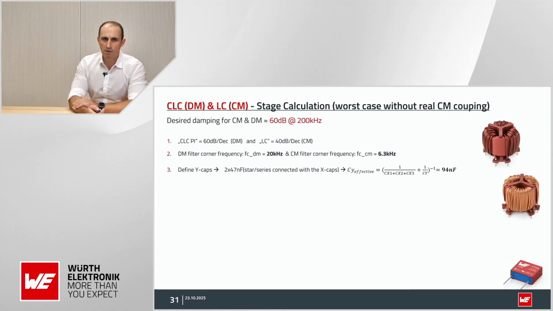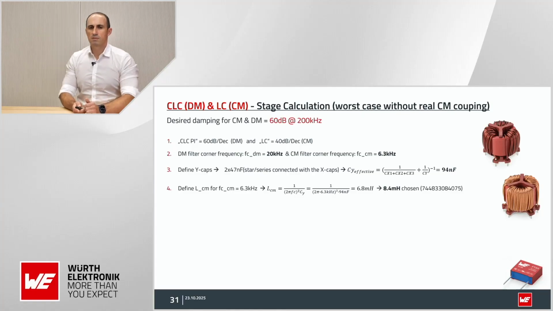So effectively, I have used two 47 nanofarad film capacitors, and they are connected with the X capacitors, resulting in 94 nanofarads of Y capacitance. After that, we can calculate the main inductance for the common mode. We know the corner frequency, we know the Y capacitors, and we can rearrange Thomson's equation. And therefore, we get, from a mathematical point of view, 6.8 millihenry of required minimum inductance.